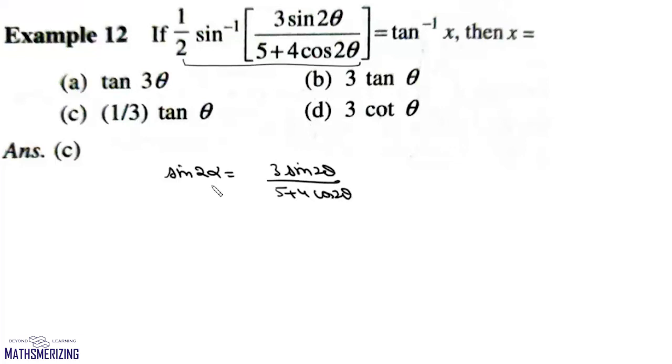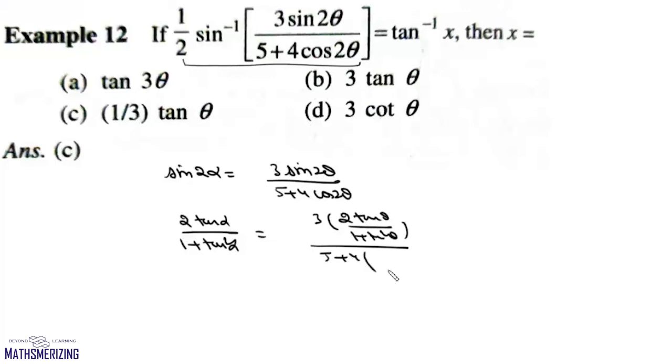Now we have to change it in terms of tan inverse of x. So we need to find the value of tan alpha. Now we know that sin 2 alpha is 2 tan alpha upon 1 plus tan square alpha. And on the right hand side, we can write this as 3 into 2 tan theta upon 1 plus tan square theta, and it will be 5 plus 4 into 1 minus tan square theta upon 1 plus tan square theta.